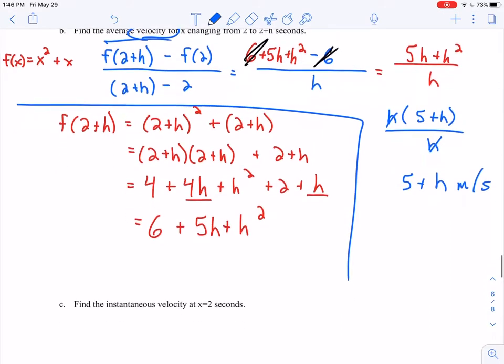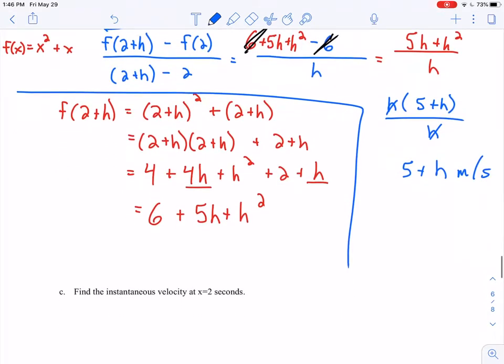Part C, we want to find the instantaneous velocity at x equals 2 seconds. So here when I see instantaneous velocity, and really anytime you just see this word instantaneous, we should be thinking about the derivative, f prime of x. So I want to know, hey, what's the value of the derivative at x equals 2 seconds?